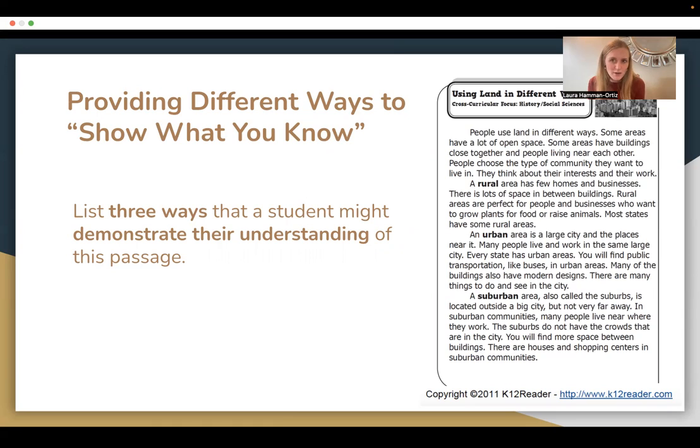I want you to take a moment now to read through the text. And as you're reading, I want you to think about 3 different ways that a student might demonstrate their understanding of this passage. So I'll give you a moment to read, and if you need a little bit more time, feel free to pause the video here before you move on to the next part. Okay, so I'm going to move on to the next section, but again, feel free to pause your video if you'd like.